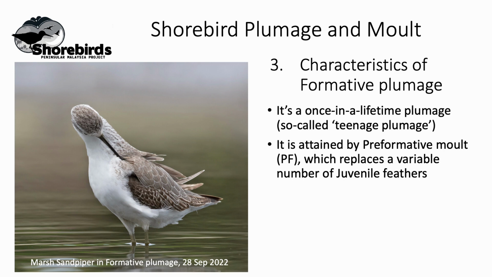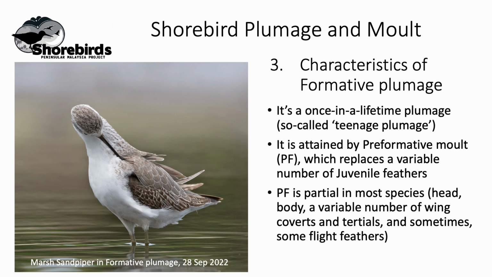And I've used an example here of a marsh sandpiper because marsh sandpipers have very distinctly patterned juvenile feathers. You can see all the wing coverts on this bird are juvenile feathers with rather dark centers and neat pale fringes. But the formative feathers are sort of evenly grey. So you can see that the scapulars on this bird and some of the inner median and greater coverts are in formative plumage, and the majority of the wing coverts are in juvenile plumage. So preformative molt replaces a variable number of juvenile feathers.